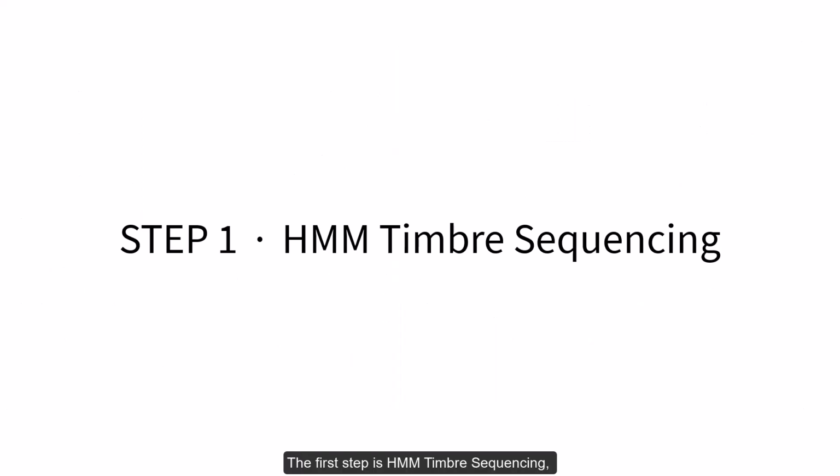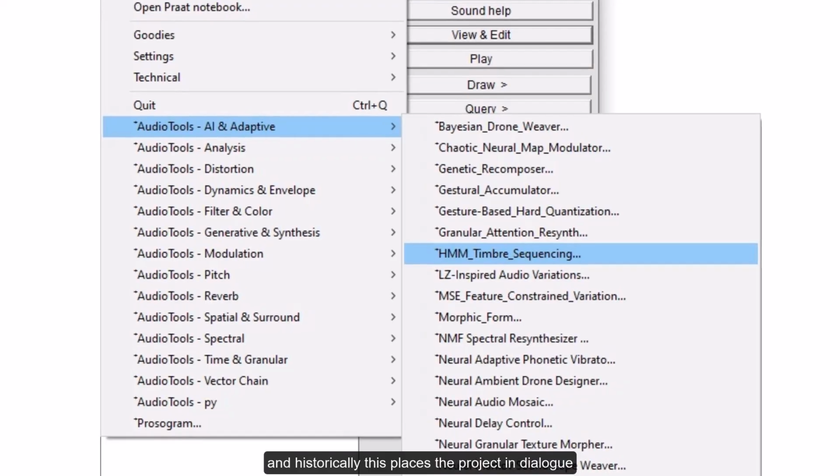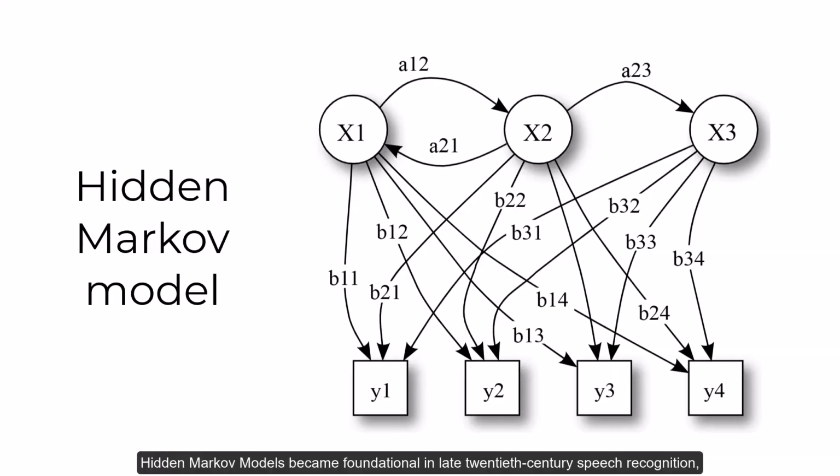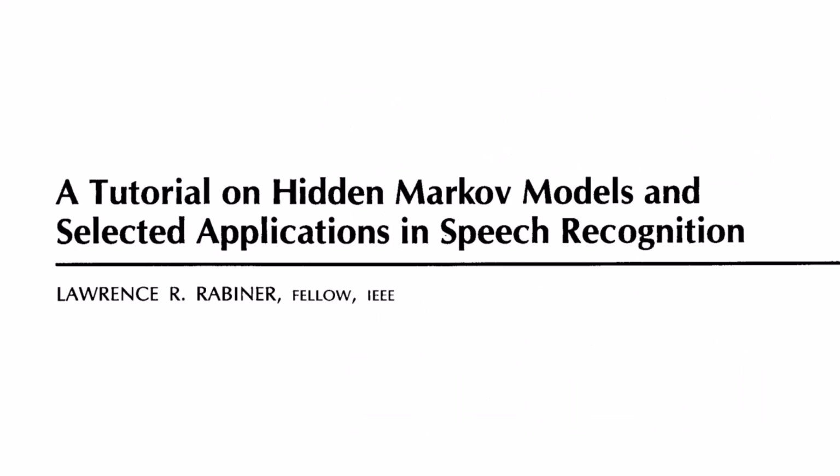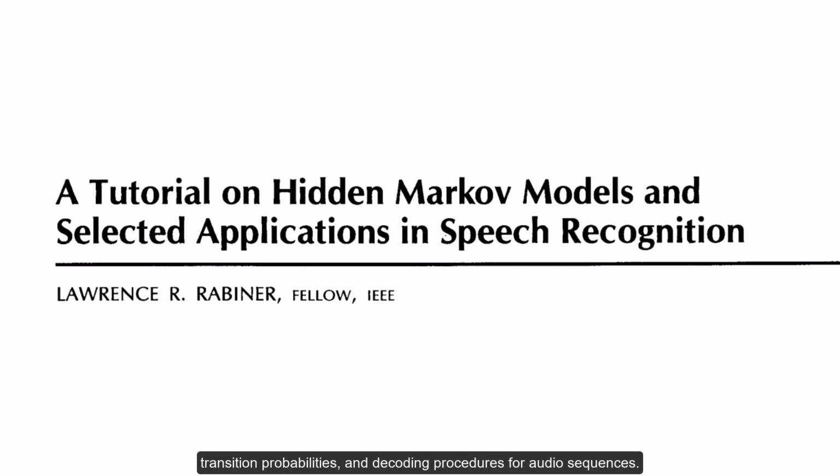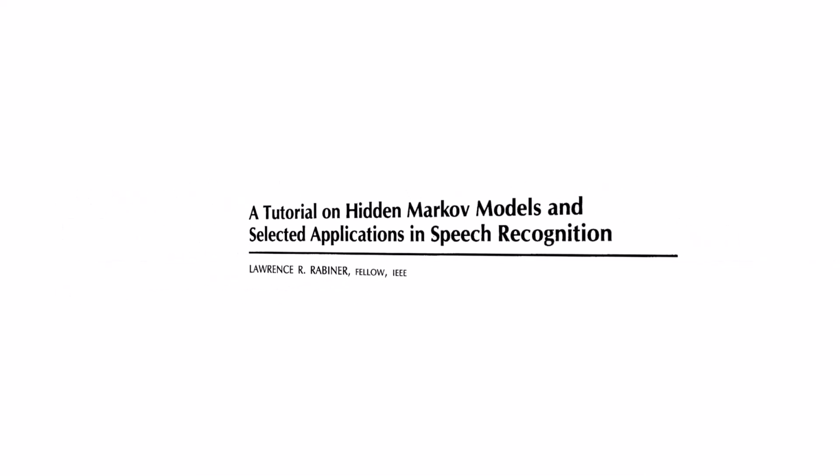The first step is HMM timbre sequencing, and historically this places the project in dialogue with speech technology and statistical listening. Hidden Markov models became foundational in late 20th century speech recognition, especially after the influential HMM tutorial by Lawrence Rabiner, which systematized the model's hidden states, transition probabilities, and decoding procedures for audio sequences.